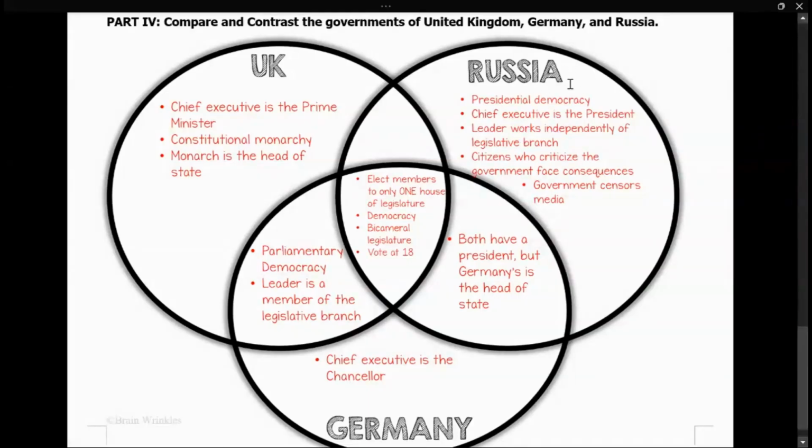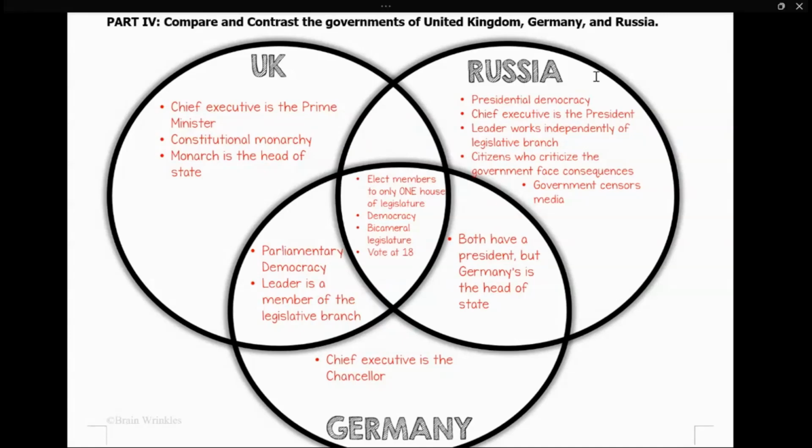Russia, to start with, has a presidential democracy. Their chief executive is called the president. So the president is the top of the top in Russia. And of course, we also talked about how citizens who criticize the government face consequences and the government censors media. In Germany, the chief executive is the chancellor. That is the difference. Russia has a presidential democracy, Germany has a parliamentary democracy. In Germany, the chief executive is called the chancellor. And in Russia, because it's a presidential democracy, the head of the government is a president.